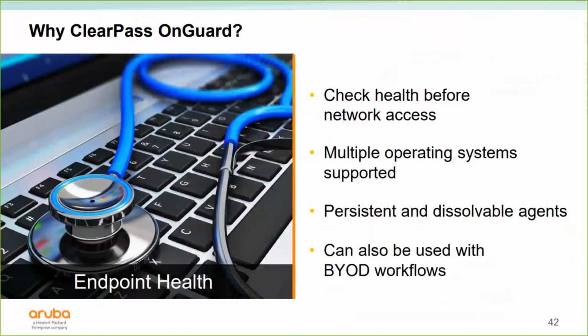Now, lastly, we're going to go over OnGuard here. OnGuard is a posture assessment to ensure the health of the device before giving it network access. So we support multiple operating systems here with persistent and dissolvable agents, and it also works with those BYOD workflows. But the concept is when a device comes onto the network, we're going to check and make sure that its operating system is the correct operating system that we want.